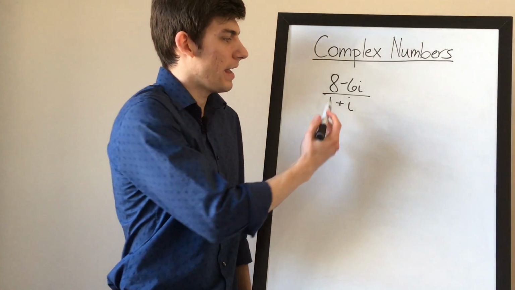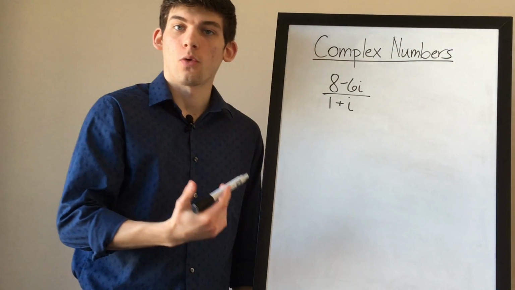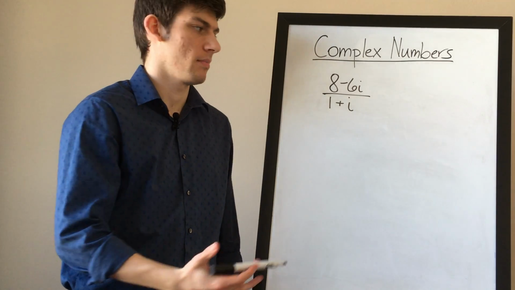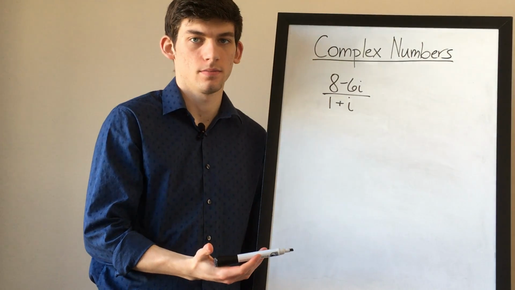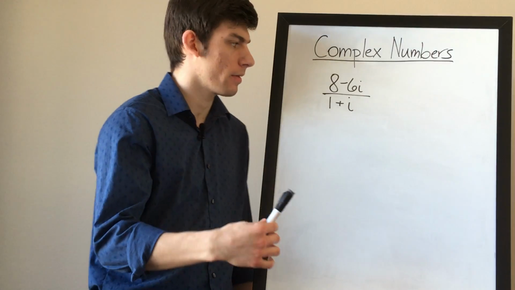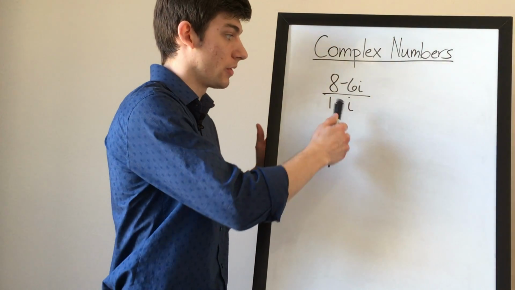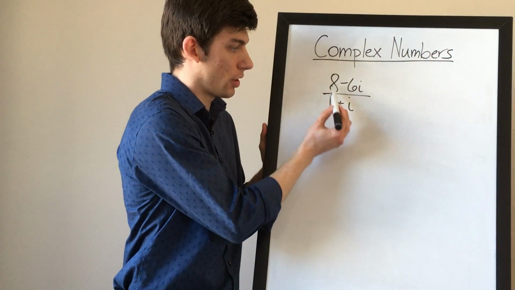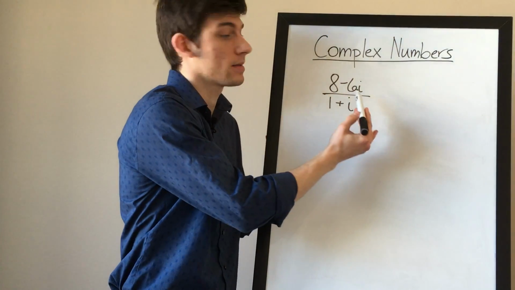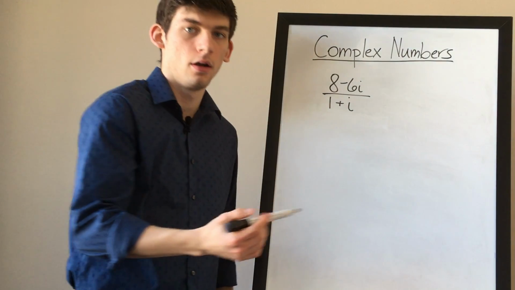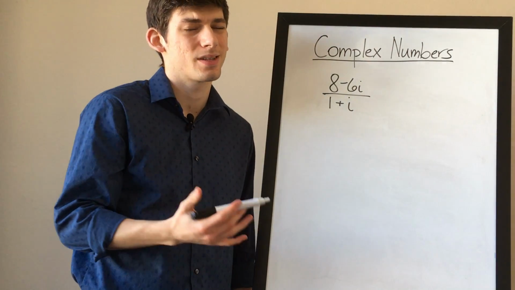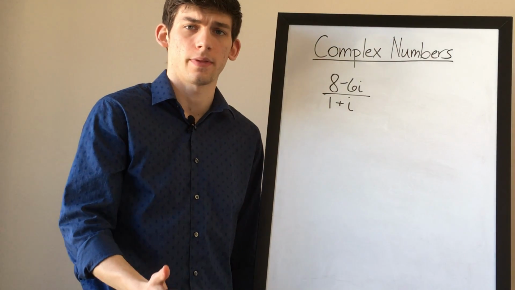So what if I gave you (8 - 6i) over (1 + i)? How can you actually simplify this? You might think, given what we've learned about simplifying fractions, maybe I can just do the first term over the entire denominator minus the second term over the entire denominator. Well, if you go ahead and do that, it still doesn't really give you anything useful. You can't do anything with that.